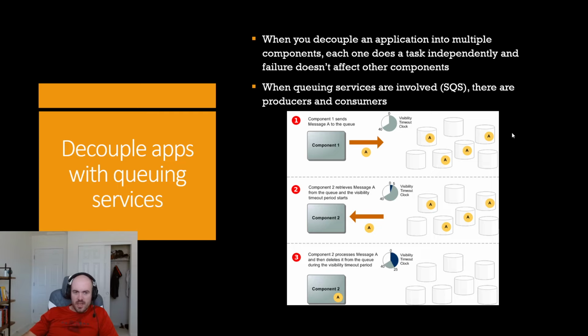So to have an idea or a visual of how that workflow would look, say you have your component one, which is sending the message A over to this queue, okay? And now this message, because of the way SQS is designed behind the scenes by AWS, is going to live on a few different servers, okay? And it's got what's called a visibility timeout clock, which is how long it's going to be before this message is able to be seen.